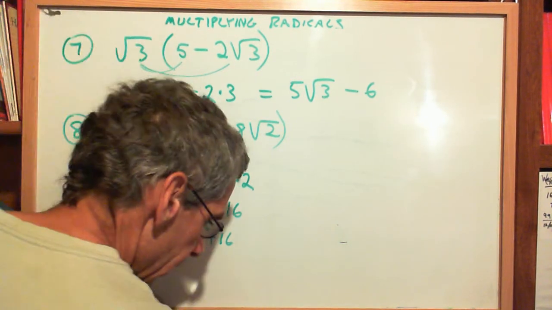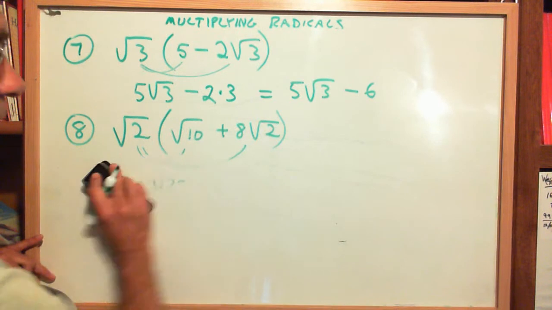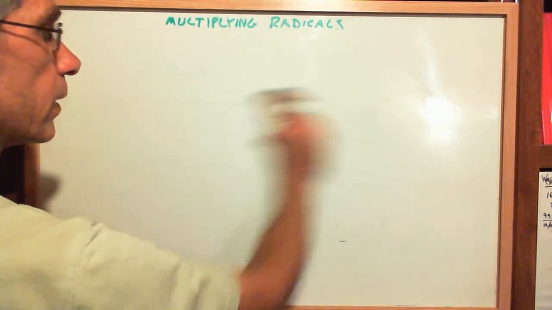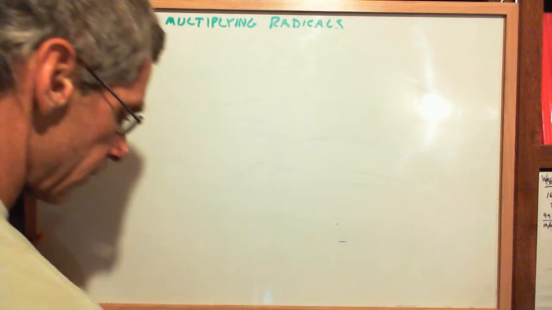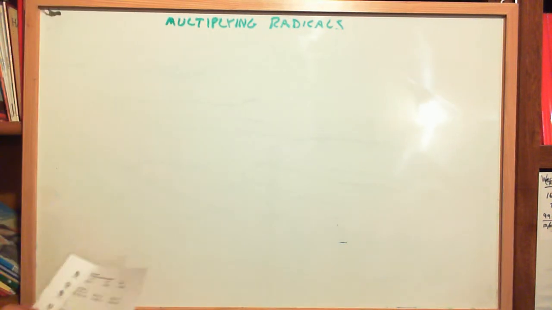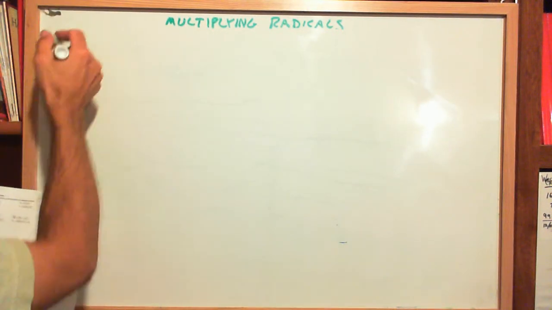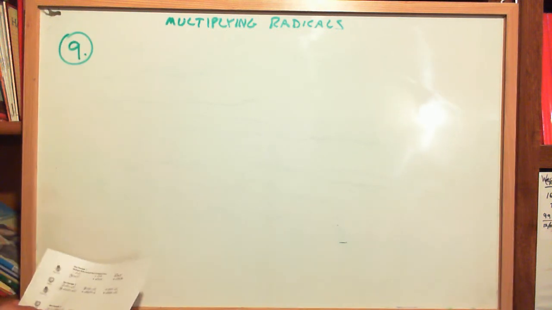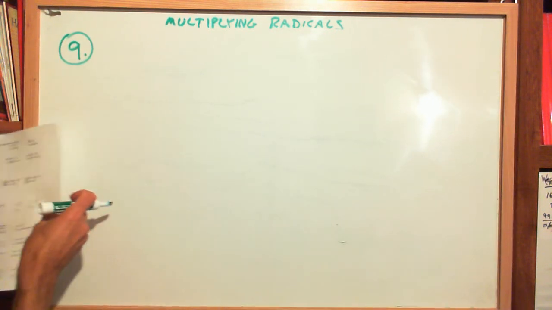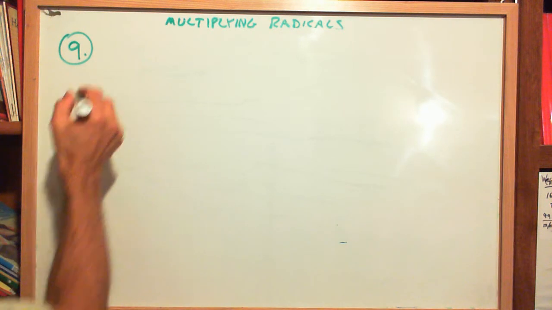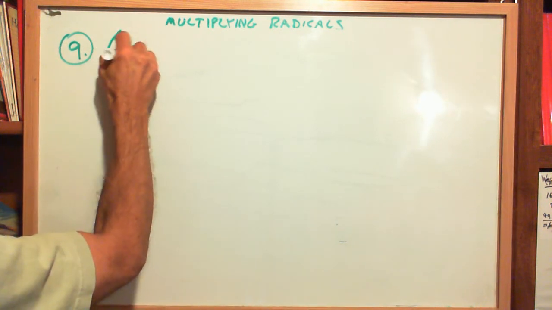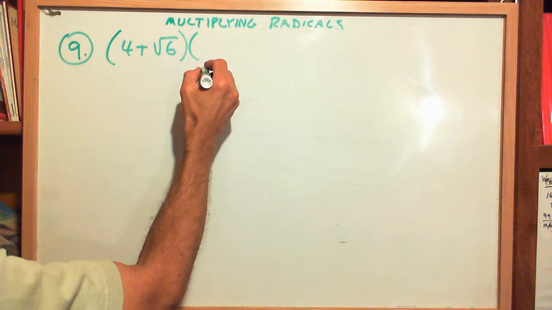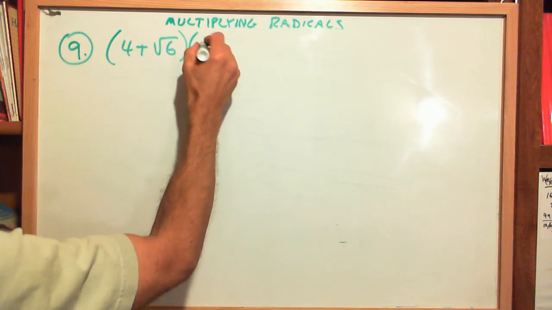Alright, so the last thing I want to do with multiplying is FOILing, so that you can see the FOILing. A lot of people messed up on the FOILing. We'll just do 2 of those. Okay, let's try 4 plus the square root of 6 times 3 minus the square root of 6.